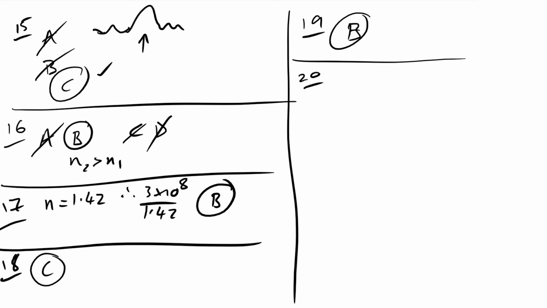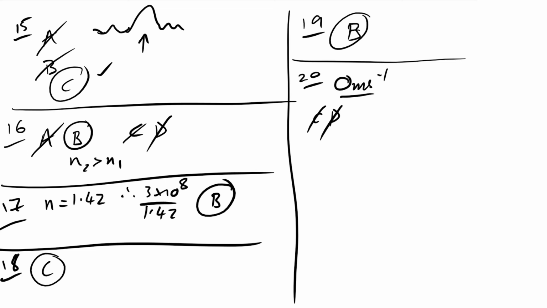20, girl jogs at 2 meters per second. Straight line, turns around, returns. What's her average velocity and average speed? Well, her average velocity has to be 0 because, of course, she's going there and coming back. So therefore, it cannot be C, cannot be D.